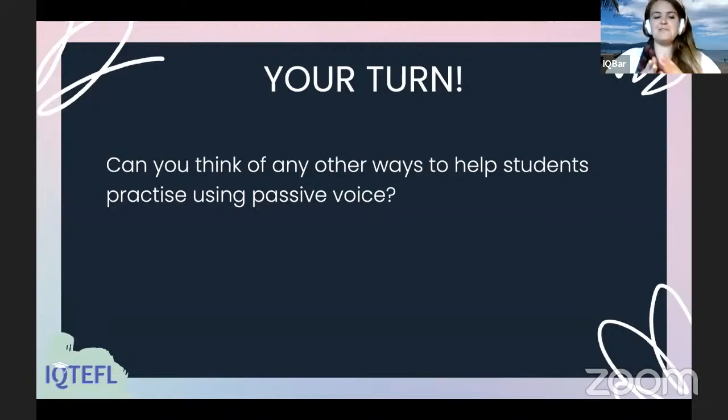So for passive voice, I might make a number of cards with subjects, actions, and verbs on them, and ask the students to rearrange these into sentences, into passive voice sentences, and try to make the funniest sentences that they can, either to make their classmates laugh or to make me laugh in an online setting.